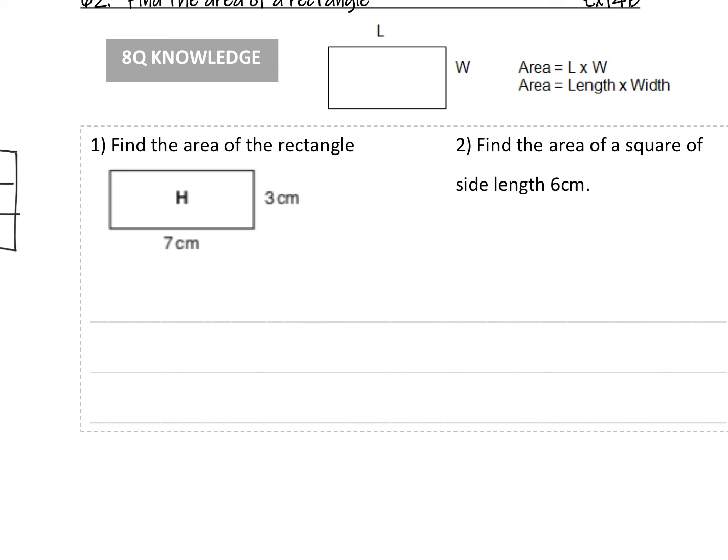If we use the formula then, we can say that area is the length times the width. You might use base times height, doesn't matter. As long as you're multiplying the two dimensions together, you get 21. And the units for area would be centimetres squared.